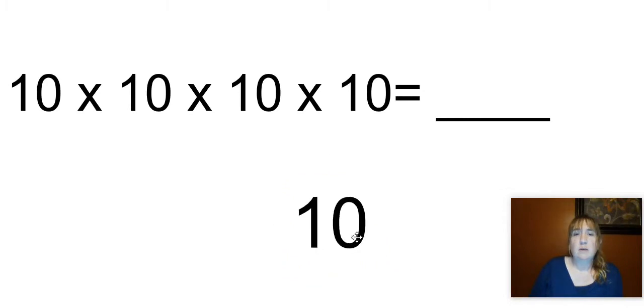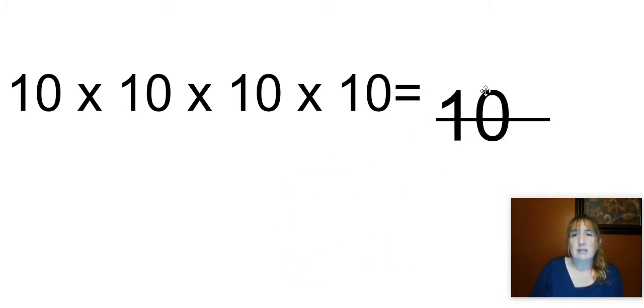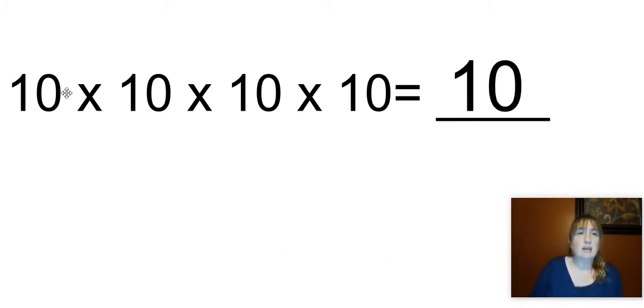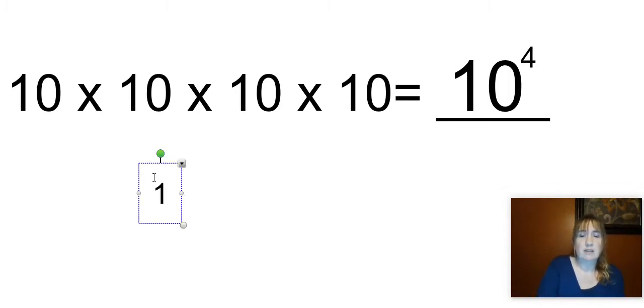And if I wanted to write down how many tens I needed, I would just count to see how many I have here. I have 4 tens being multiplied together. So my exponent would be a 4. So 10 to the power of 4 would be the same as this. And of course, for fun, let's go ahead and write that answer in standard form.